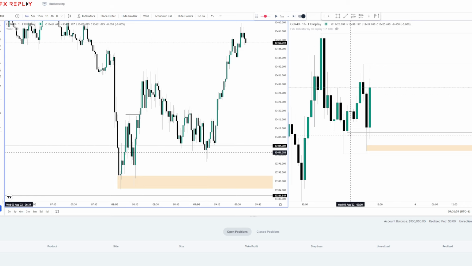Once again, we've cleared a draw on liquidity. We've tapped into an area. We've shifted the market structure. We get a move up. Okay, that's number one, how I would trade it.